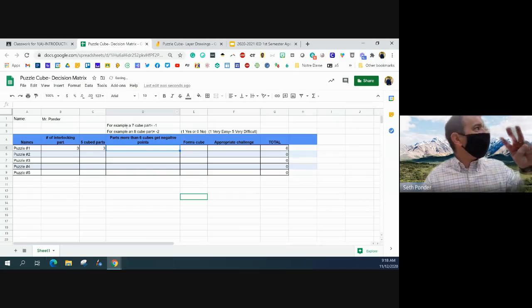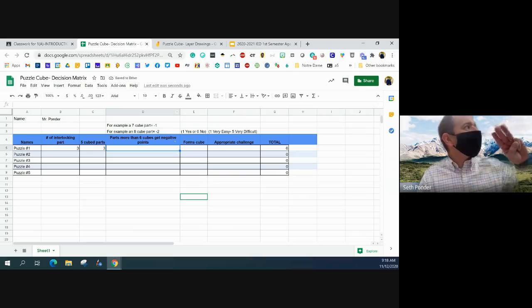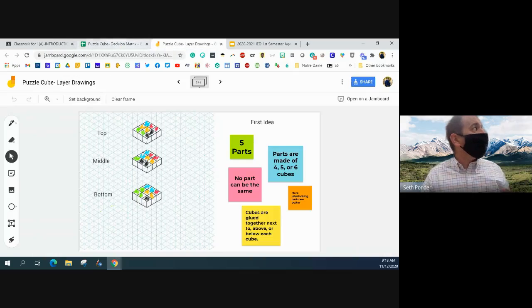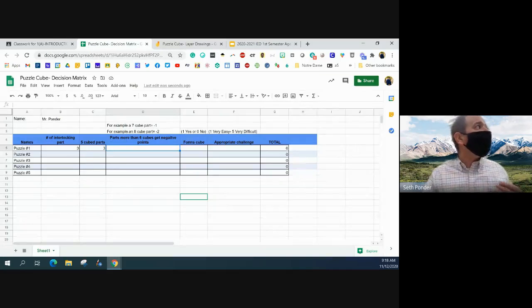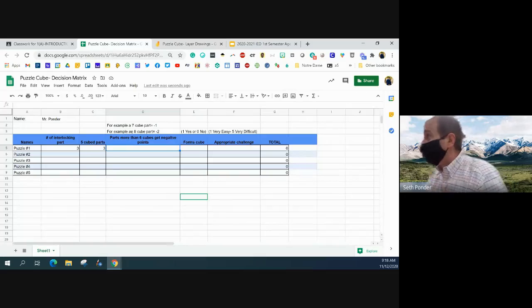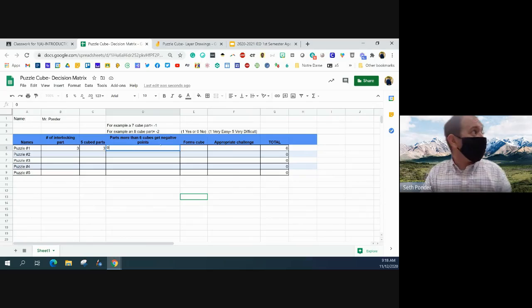All right, next one says, parts with more than 6 cubes get negative points. So if I had a 7-cube part on there, I would get a -1. If I had an 8-cube part, I would get a -2. Because remember, we're only supposed to have parts made out of 4s, 5s, and 6s. So I don't have any, so I'm going to put a 0 here.